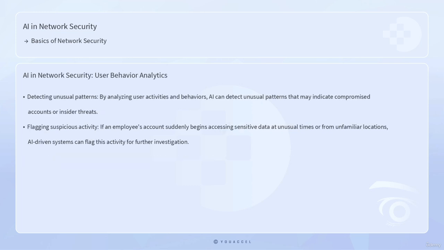The integration of AI in network security also extends to the realm of user behavior analytics. By analyzing user activities and behaviors, AI can detect unusual patterns that may indicate compromised accounts or insider threats. For example, if an employee's account suddenly begins accessing sensitive data at unusual times or from unfamiliar locations, AI-driven systems can flag this activity for further investigation.